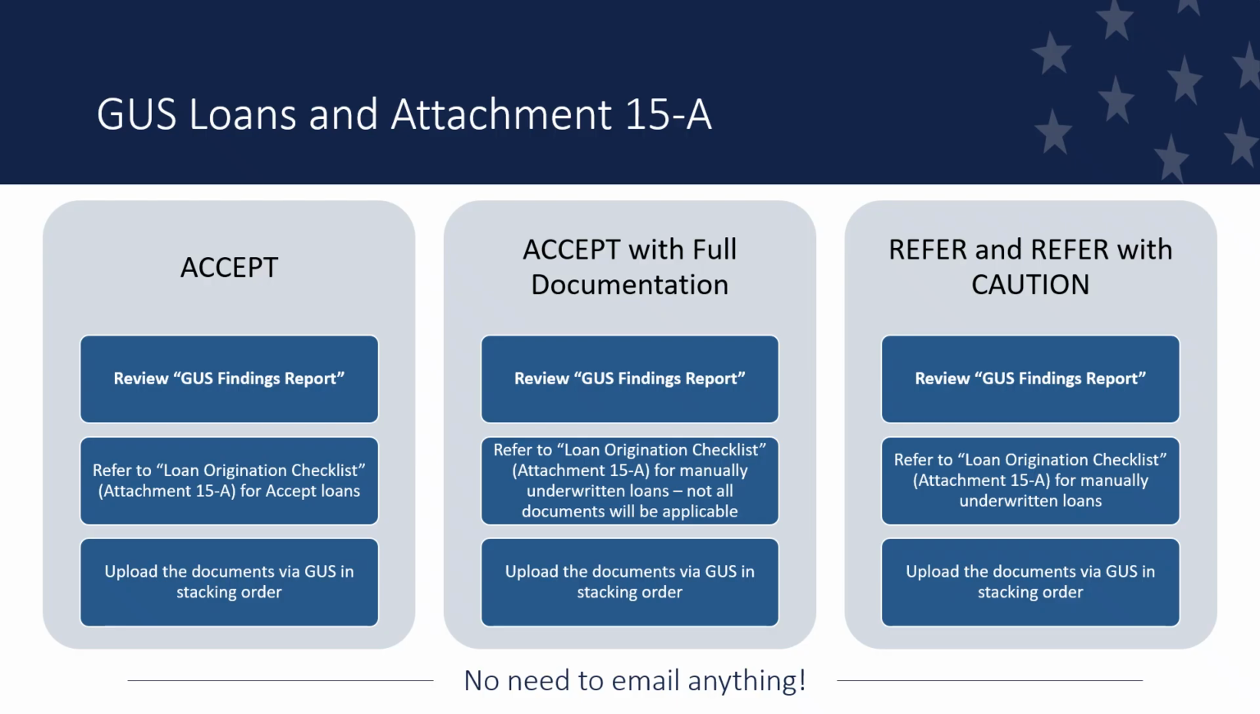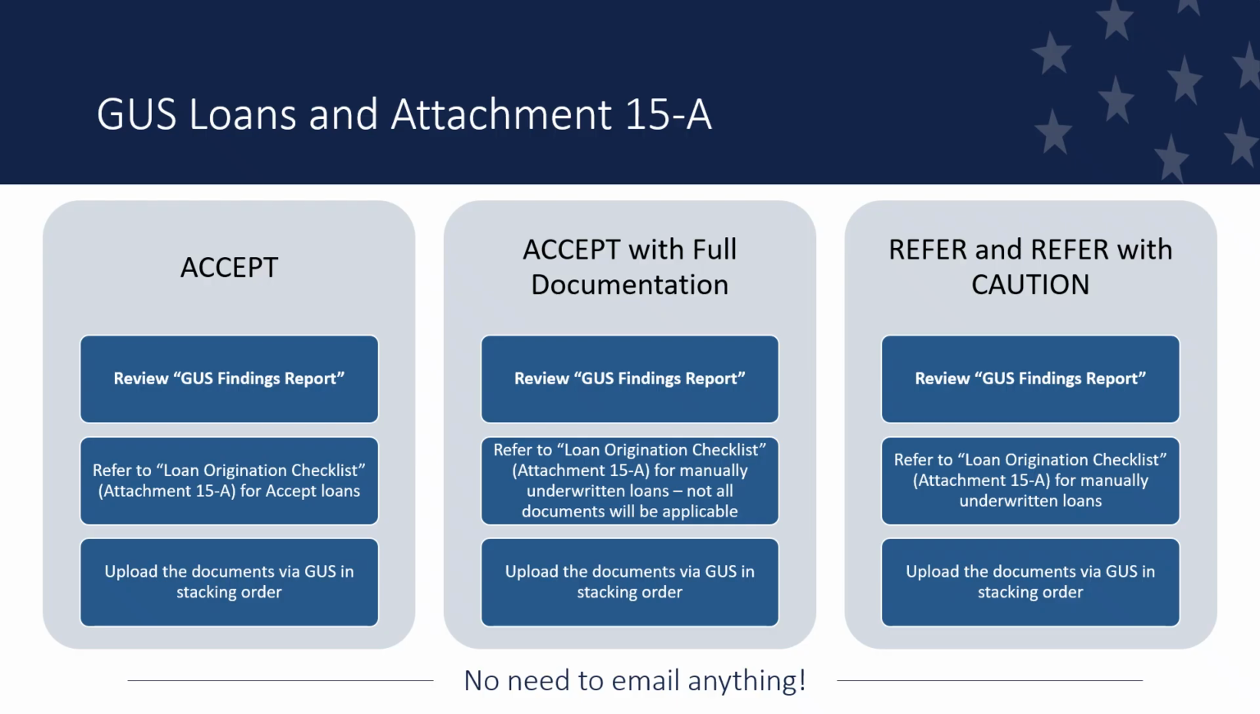In some cases, a GUS accept file may receive a full documentation review condition, which will be listed under the lender's prior to conditional commitment conditions, and then additional documentation will be required. Loans selected for a full documentation review are randomly selected for a data integrity review. Loan requests that receive a refer or refer with caution underwriting recommendation require further review and will require a full documentation submission. Lenders must review their GUS findings report and submit documentation accordingly.